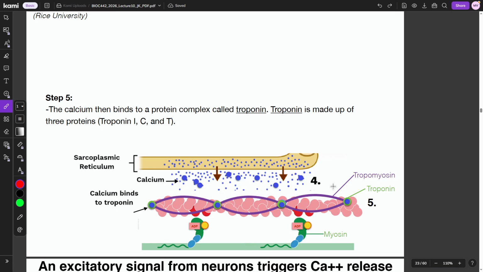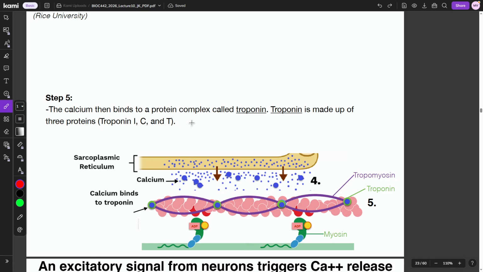And so now this is where we can talk about the effect of the calcium. Like, what does the calcium do? So calcium is important in this because calcium is actually what initiates the muscle contraction process.